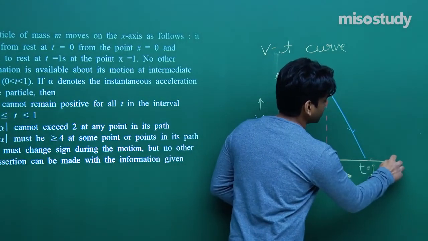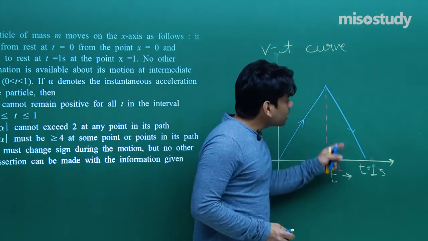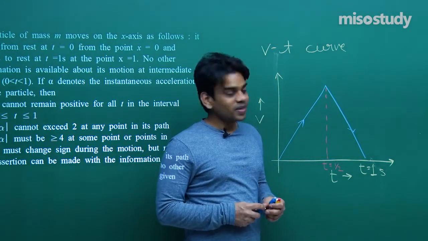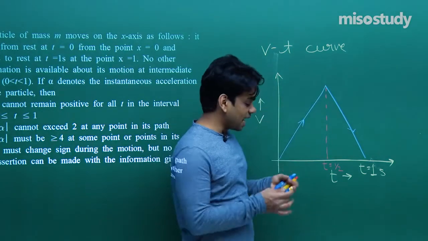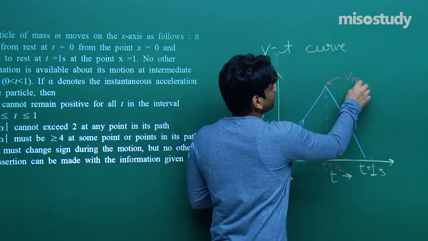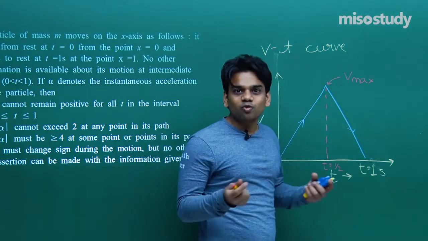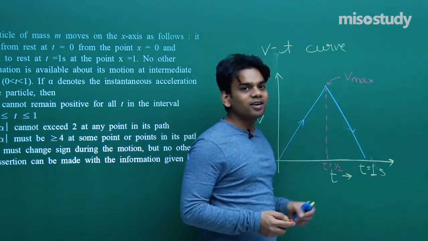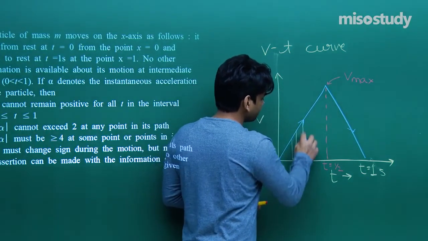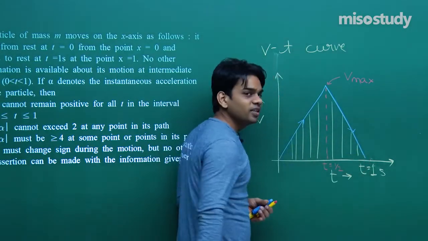This is t equals 1 second. Now further, let's go ahead. We know that displacement is given by the area under the curve. This is the maximum velocity. Understand? This is the maximum velocity at this point. Now, since displacement is 1, the area under the curve is the displacement. So let me show you all here. This area will be the displacement of the body.